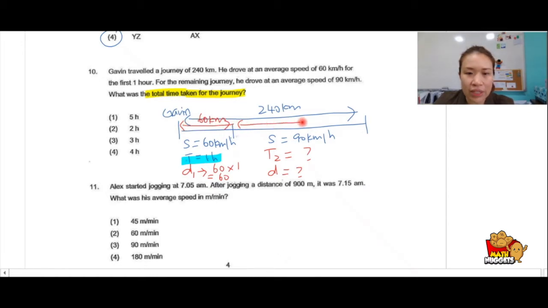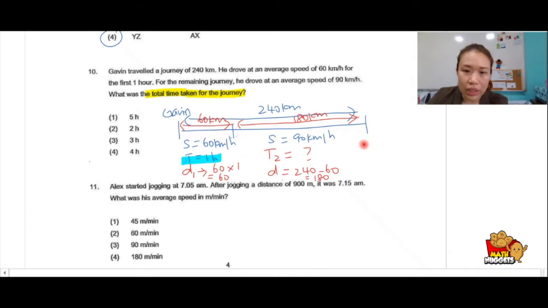If that's the case, we can find the distance for the second part, which will be 240 minus 60, which equals 180. So the distance for the second part is 180. With the distance for the second part, you are able to find the time for the second part.